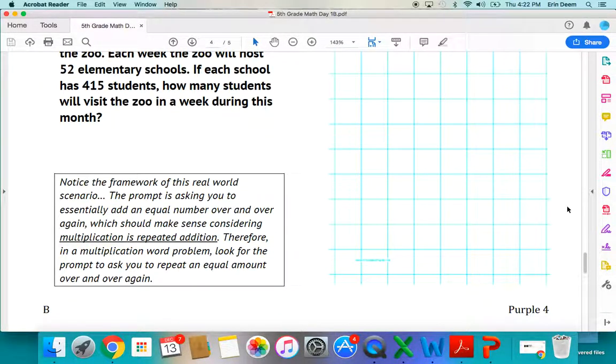Notice the framework of this real-world scenario. The prompt is asking you to essentially add an equal number over and over again, which should make sense considering multiplication is repeated addition. Therefore, in a multiplication word problem, look for the prompt to ask you to repeat an equal amount over and over again.